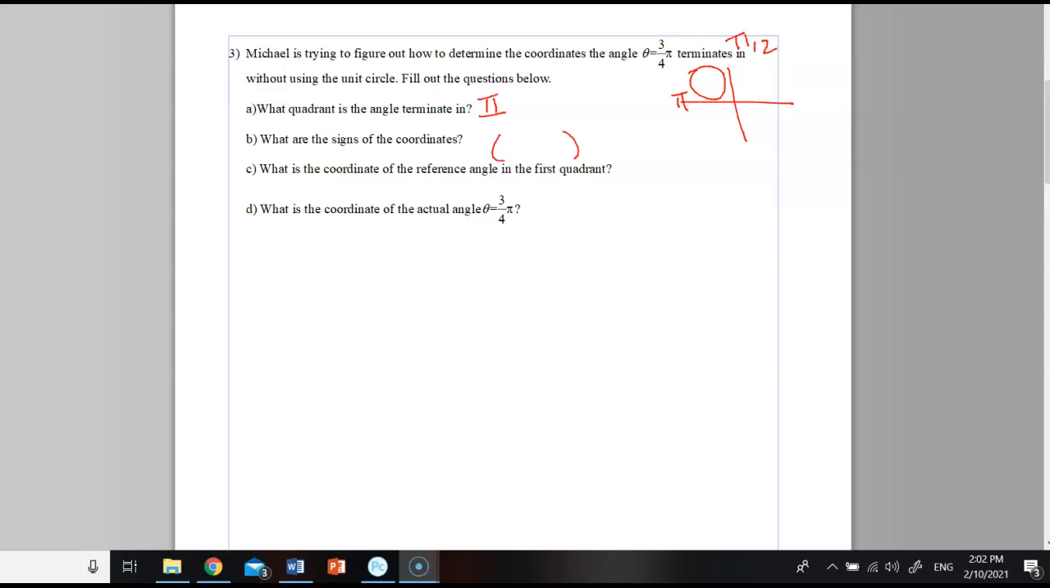All right, now what are the signs of the coordinates? If it's in the second quadrant, it's going to have what kind of x? Negative x and positive y.